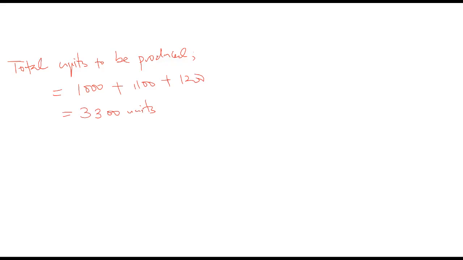The units that the company intends to produce within those 3 months is equal to 3,300 units, and we are told that each unit will consume 5.5 kg. Therefore, material usage for those 3 months will be equal to 3,300 units times 5.5, and you get how many kgs? This is material K.